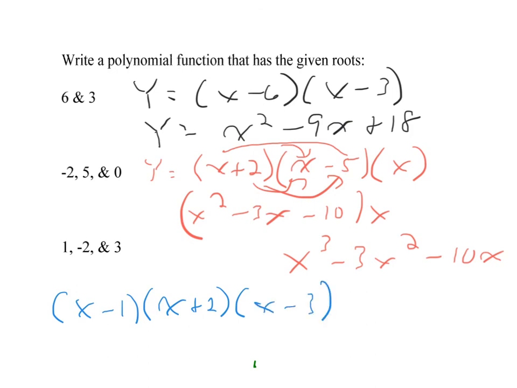You need to triple FOIL that out and write it then as y equals. The first 8 people who email me that correct polynomial multiplied out with a triple FOIL will receive a bonus point on our next test and/or quiz.